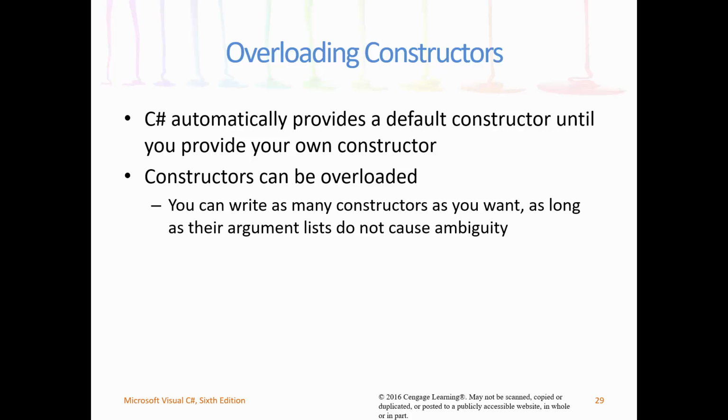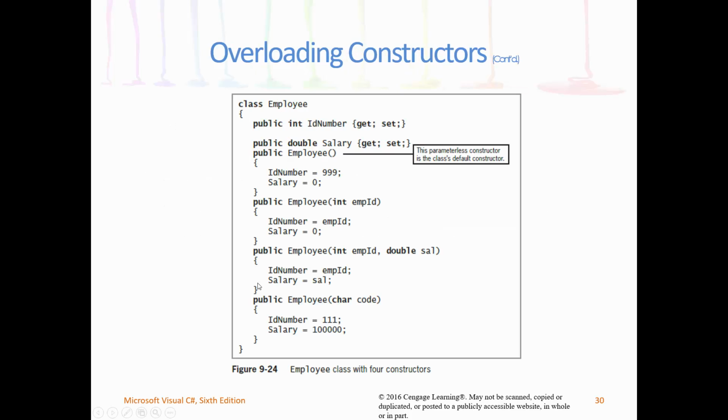As it says, you can write as many constructors as you want as long as the argument lists don't cause ambiguity. Notice here I've got a parameterless constructor, one that takes no parameters. Then I've got another constructor that takes an integer, another that takes an integer and a double, and another that takes a character. In each one of these constructors, what's in the parentheses, which is also known as the method signature, is different every time.